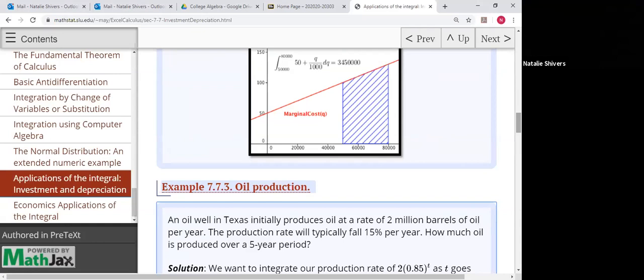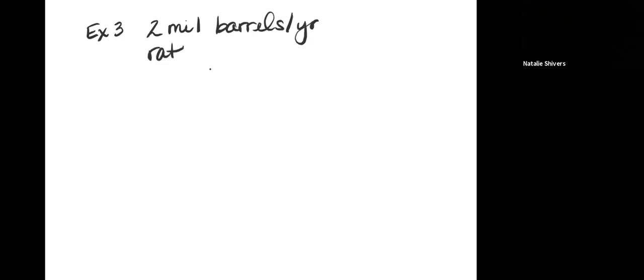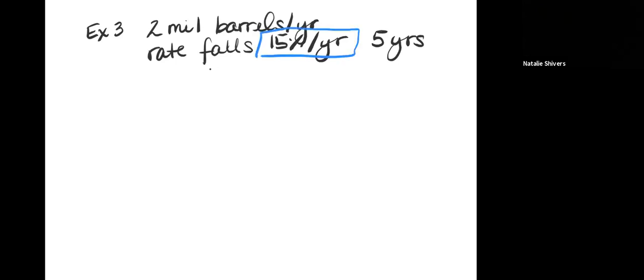Okay, so again, 2 million barrels per year. And the rate falls 15% per year for 5 years. Okay, so anybody who's an accounting major definitely deals with this falling and rising rates.